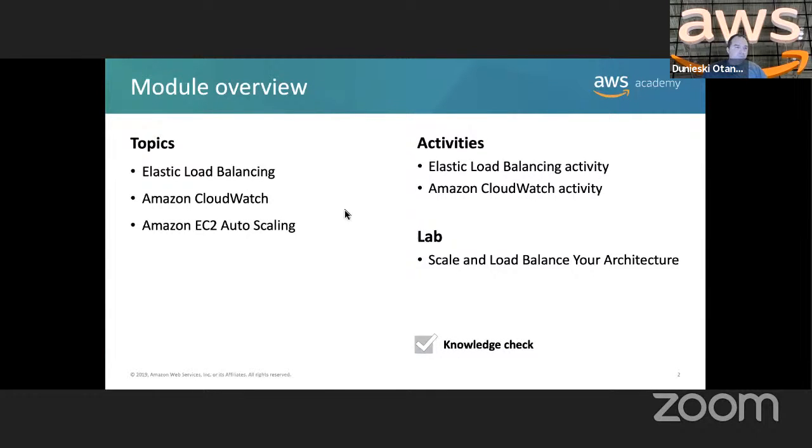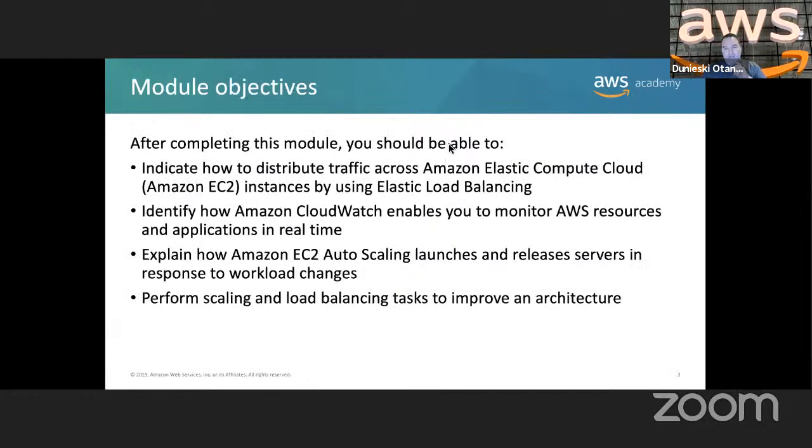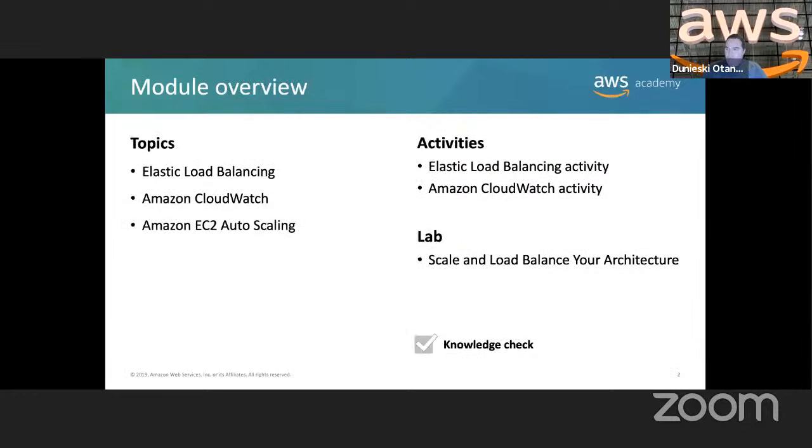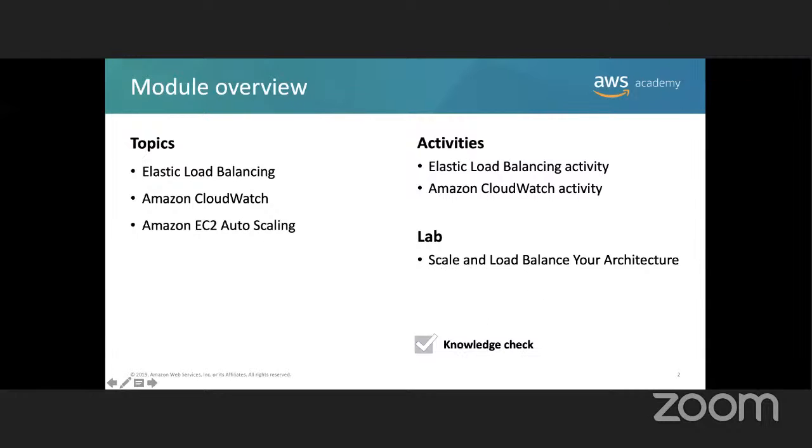Now the topics are elastic load balancing, Amazon CloudWatch, and Amazon EC2 auto scaling. I'm sorry about that. We'll have an elastic load balancing activity, an Amazon CloudWatch activity, and then the lab is already open. All the labs are open. Scale and load balance your architecture. And then the knowledge check.